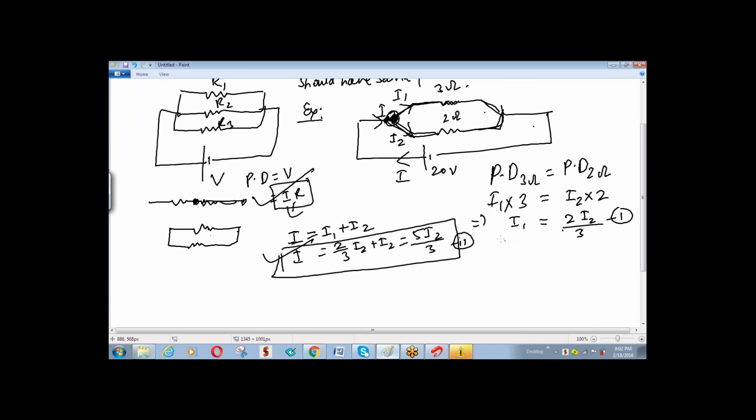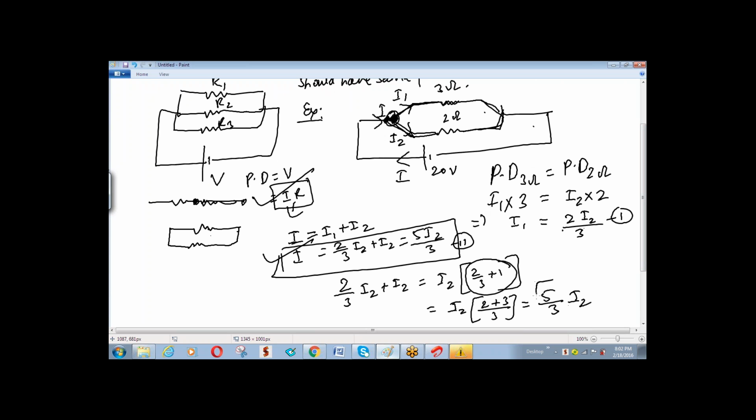Sir, how do you get 5 I2 by 3? This is the sum 2 by 3 I2 plus I2. I took I2 common: 2 by 3 plus 1, times I2, that is 2 plus 3 upon 3. Do you know how to add fractions? Yeah, this is right. Okay, you got it, I hope.